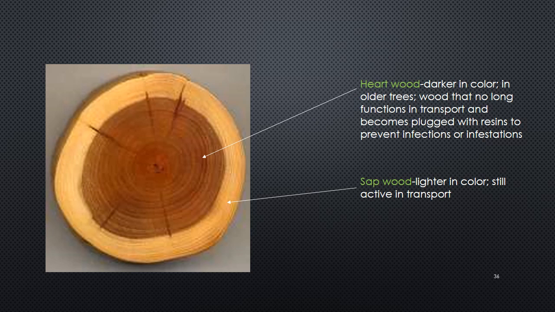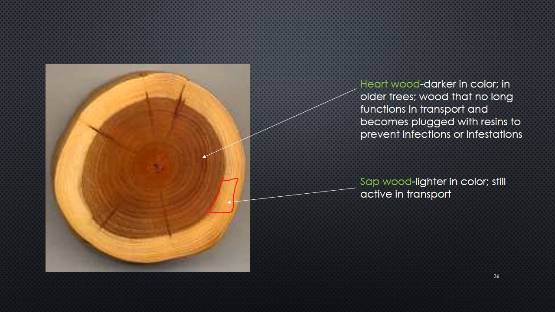So do you remember that when we were talking about xylem, we said that it is dead at maturity? Our secondary xylem is kind of broken down into two different parts within a woody tree, especially as it ages. The first is what's called the sapwood. And that's this lighter section here. And that's the xylem that is still active in transport.